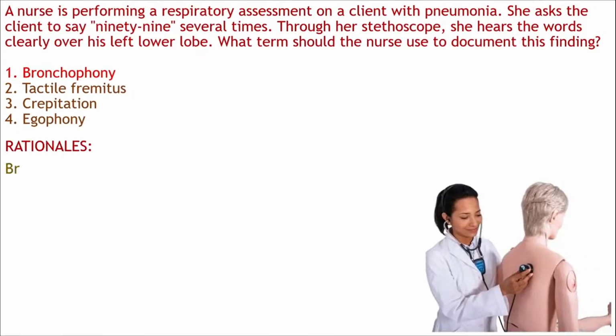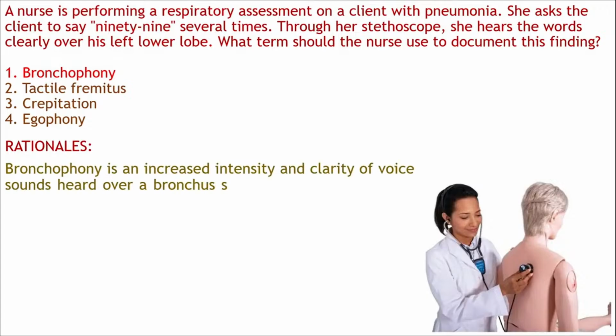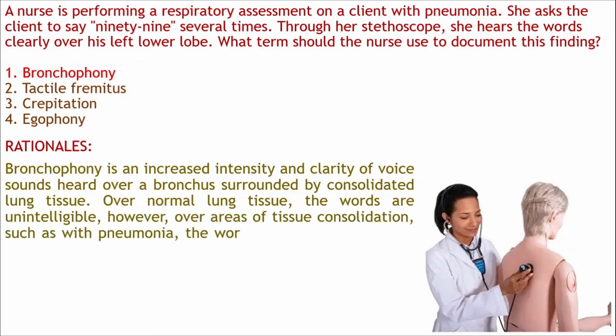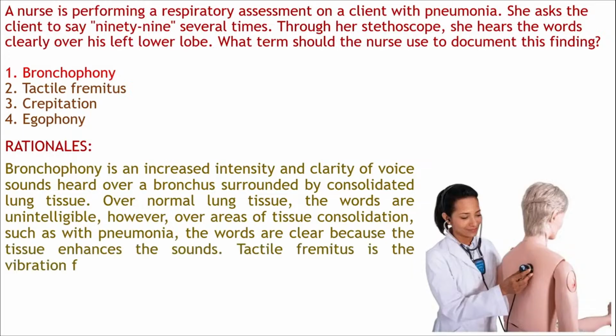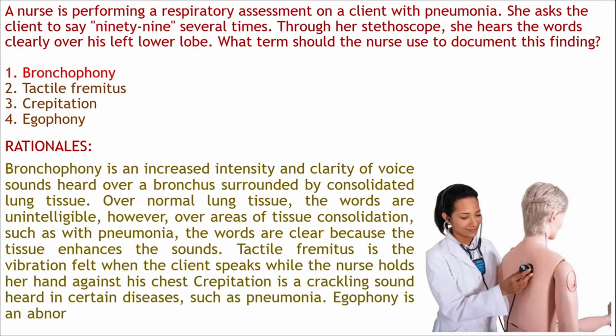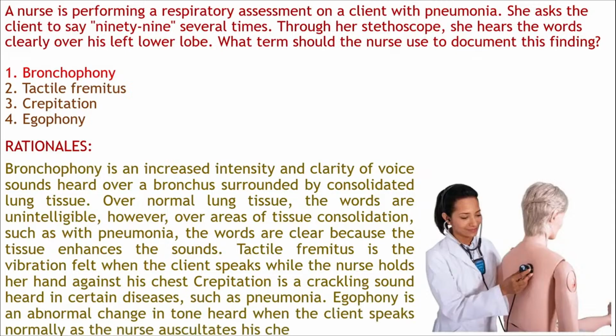Bronchophony. Rationales. Bronchophony is an increased intensity and clarity of voice sounds heard over a bronchus surrounded by consolidated lung tissue. Over normal lung tissue, the words are unintelligible. However, over areas of tissue consolidation, such as with pneumonia, the words are clear because the tissue enhances the sounds. Tactile fremitus is the vibration felt when the client speaks while the nurse holds her hand against his chest. Crepitation is a crackling sound heard in certain diseases, such as pneumonia. Egophony is an abnormal change in tone heard when the client speaks normally as the nurse auscultates his chest.